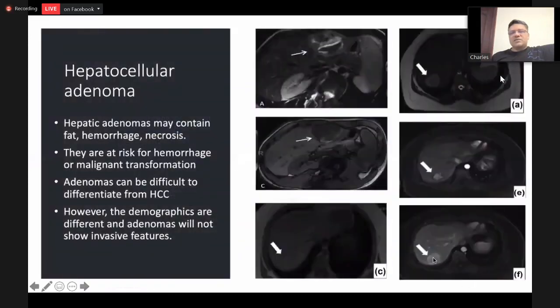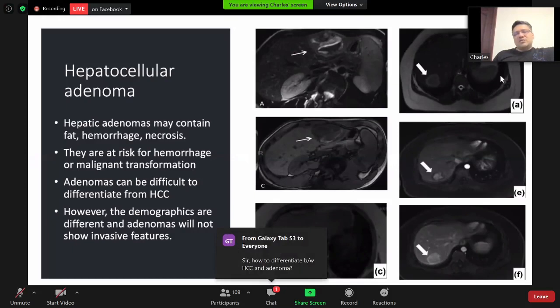In the portal venous phase, again, you may or may not see a washout. At times you may see a washout, making it very difficult to differentiate from a hepatocellular carcinoma without a biopsy. And in the hepatobiliary phase, when using a hepatocyte-specific agent, you see a hypointense lesion. So that's the differentiating point from FNH.